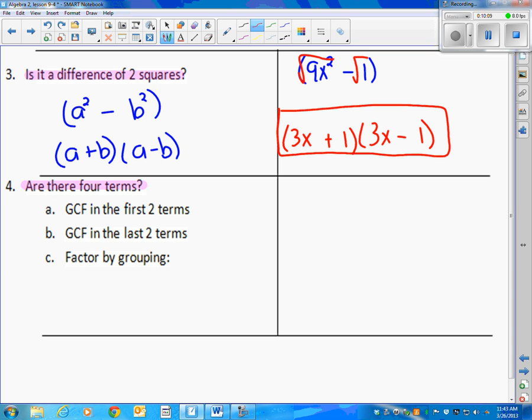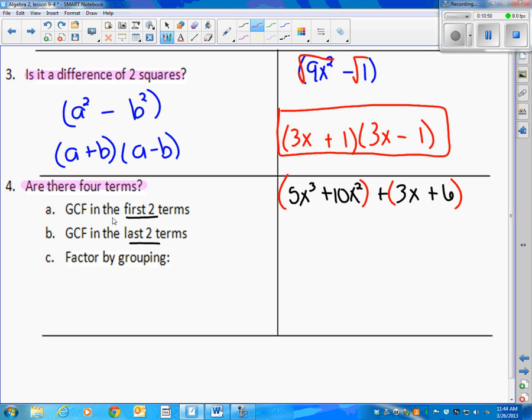Then our last method for factoring is if there are 4 terms. All right, let's say this is my problem. 5x cubed plus 10x squared, 3x plus 6. Okay, I've listed out here the 3 ways to look at it. You're going to group it by the first 2 and the last 2 terms. So I'm going to come up here and put my parentheses around the first 2 and the last 2.